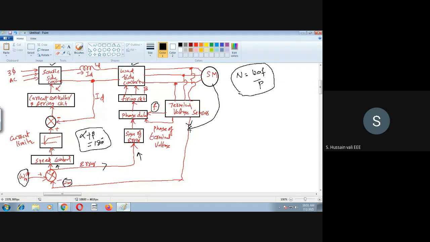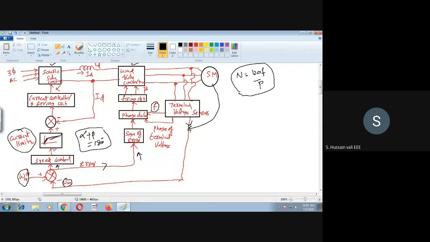Then based upon that speed controller, you will have another current limiter, because you need to limit the current here. How do you limit the current here? Once again you take this V by F control. By following the V by F control, you decide what is the maximum current it allows. So based upon that you have this current limiter. Based upon the error, the speed controller will give a signal.